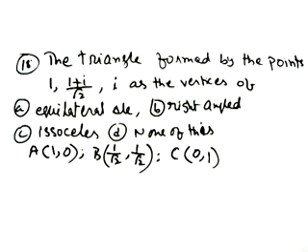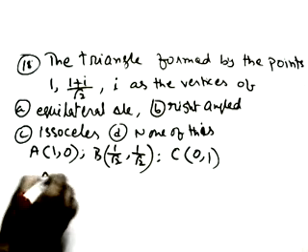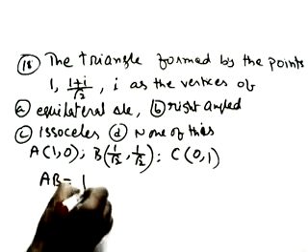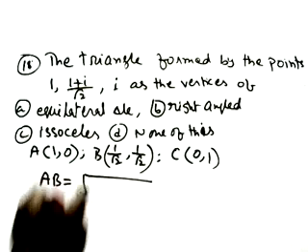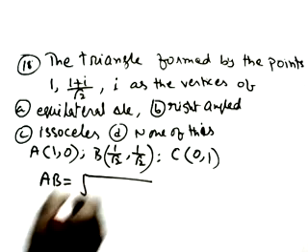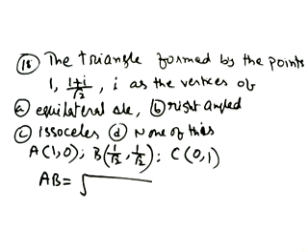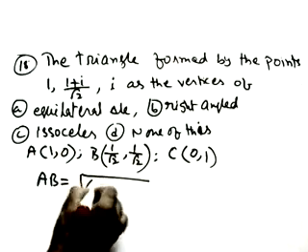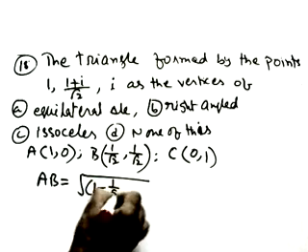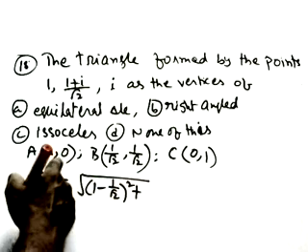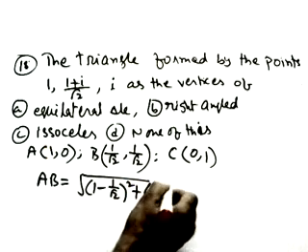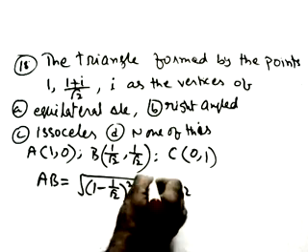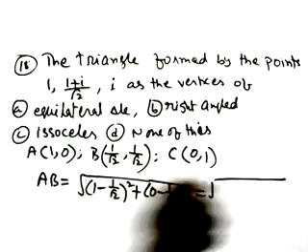So what is the question? For this triangle, let me find the sides AB, BC, CA. AB equals, what is the formula? The distance formula: the square root of x2 minus x1 whole square plus y2 minus y1 whole square. Here, 0 minus 1 by root 2 whole square.